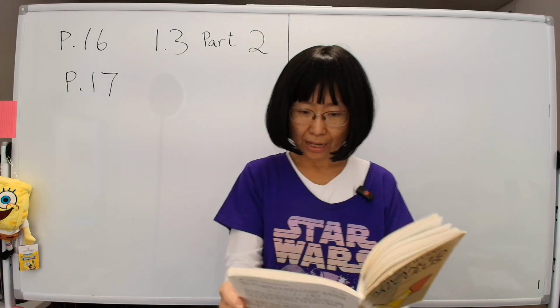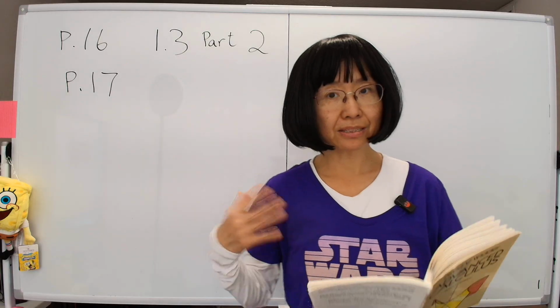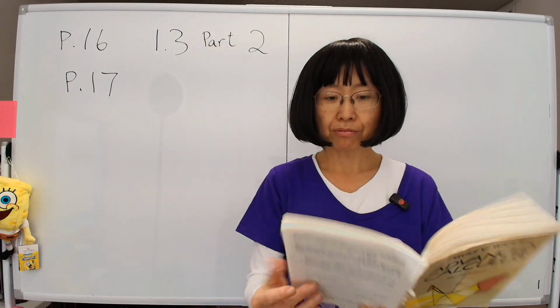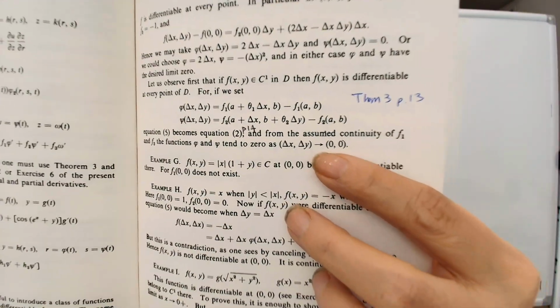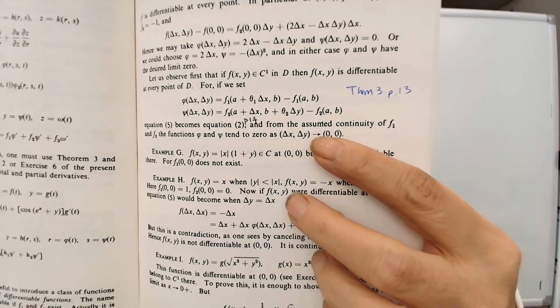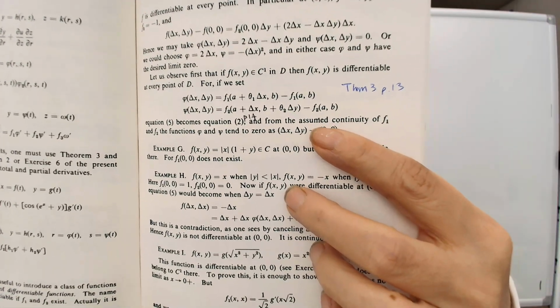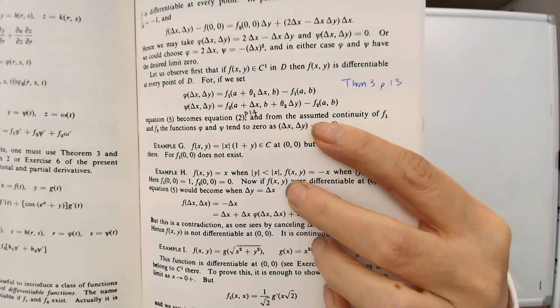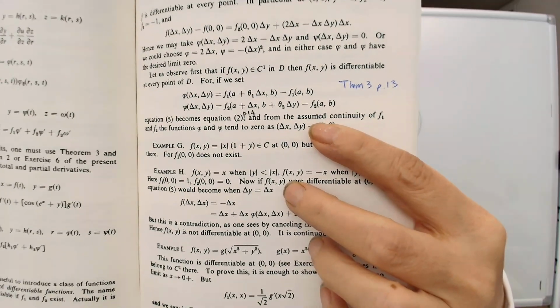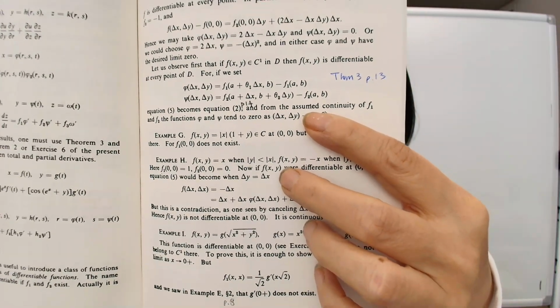Now, to prove that C1 implies differentiable, what we're going to do is pull this trick. Okay, here's a neat little trick. Where's my trick? Here it is, over here. All right, so we are going to let phi and psi equal those things. And we're not just doing this for no reason. We're following Theorem 3 on page 13.